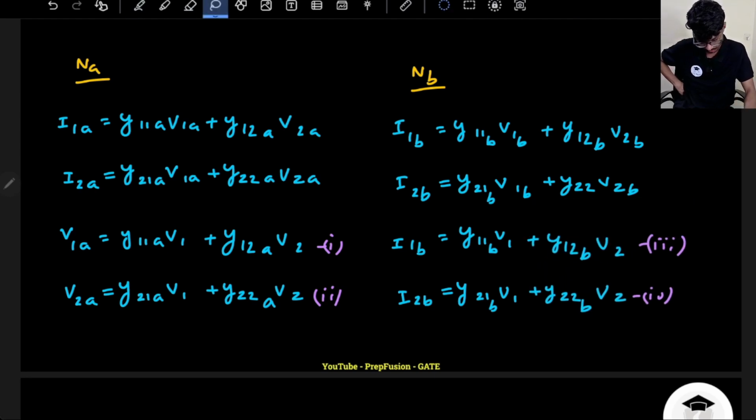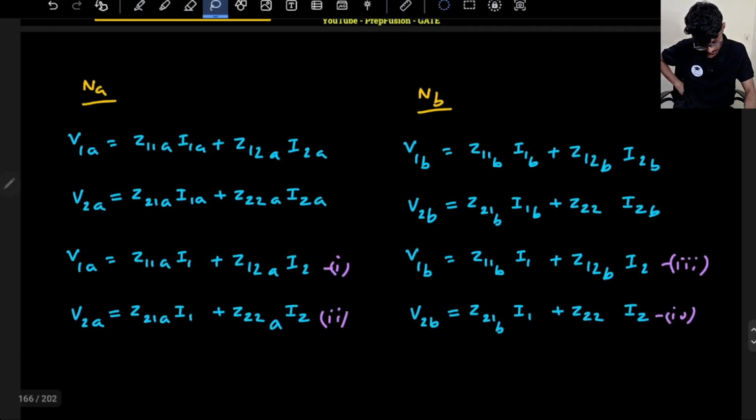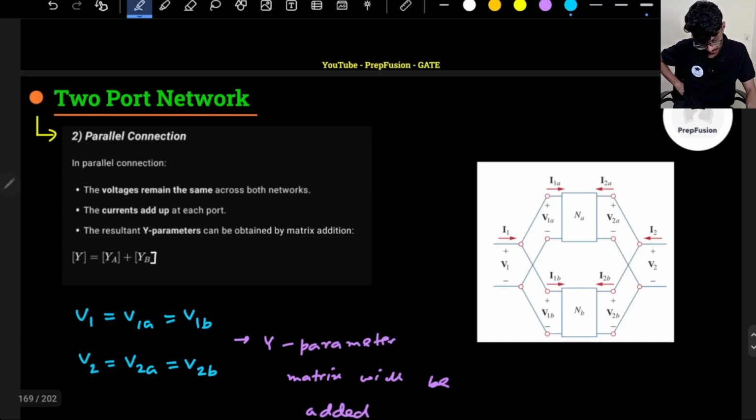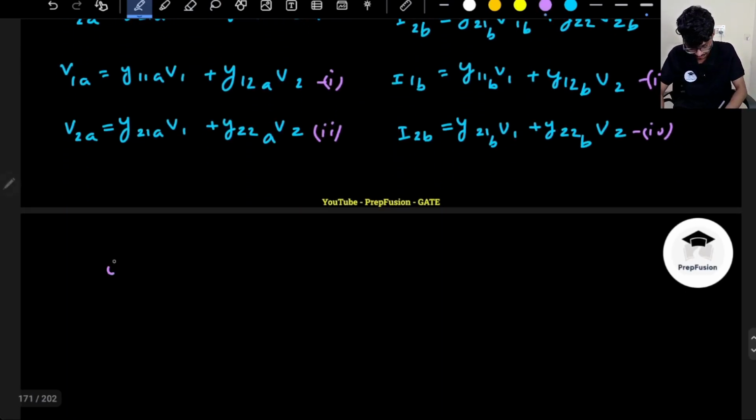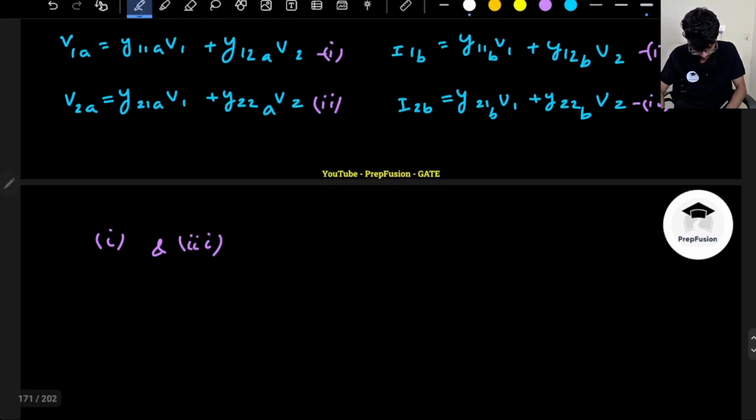Now again the same thing. I think in the previous equation, yeah, this should be B actually. My bad, this should be B. So basically now if I add everything up, the same process I will follow. If I add equations 1 and 3, what will I get?